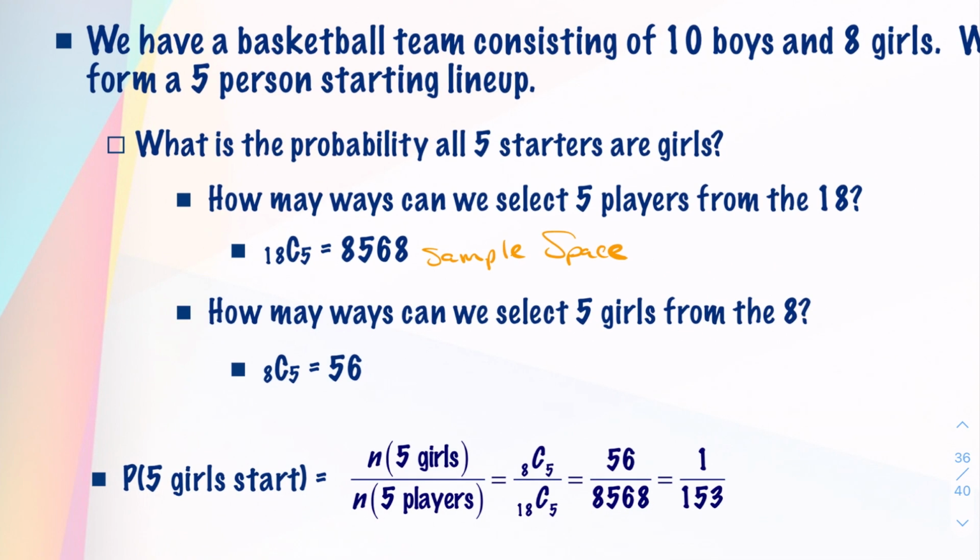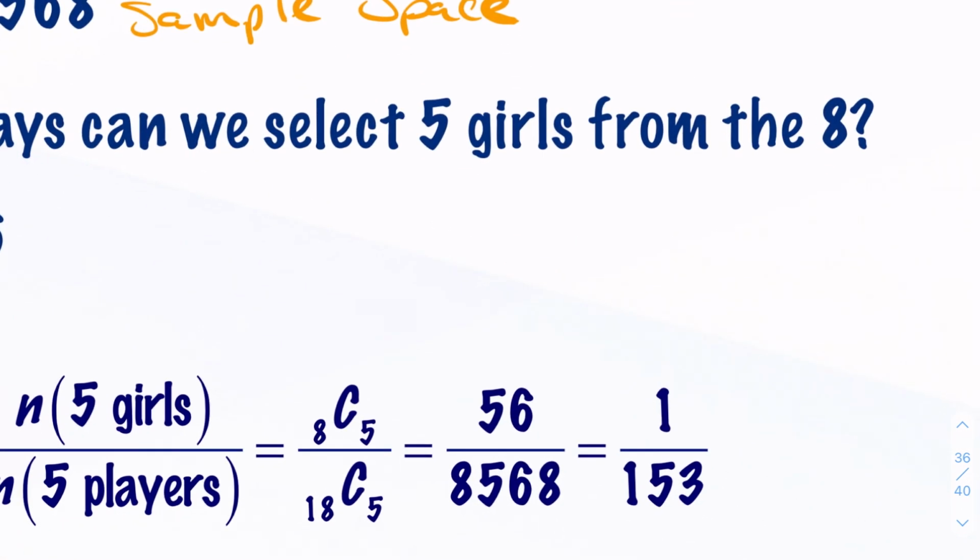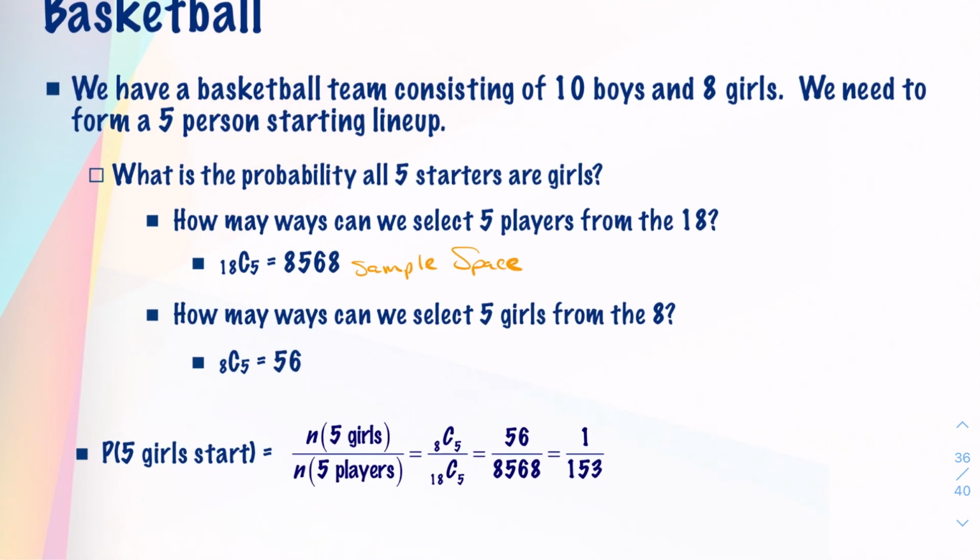And so if we go, what's the probability that 5 girls start? Well, it's 8 choose 5, which is 56, all over 18 choose 5. If you type that in your calculator, you end up with 1 over 53.